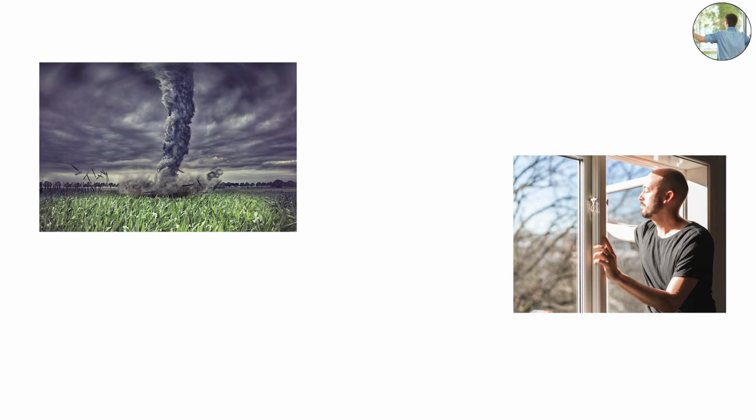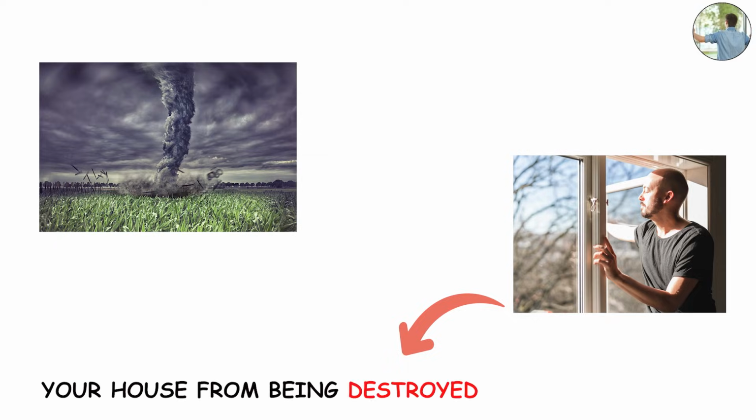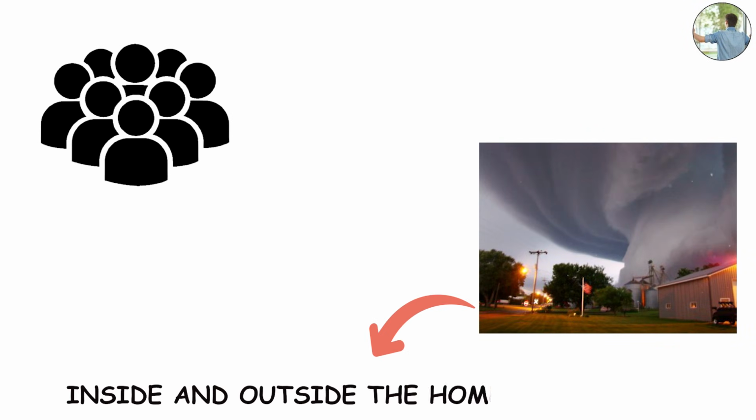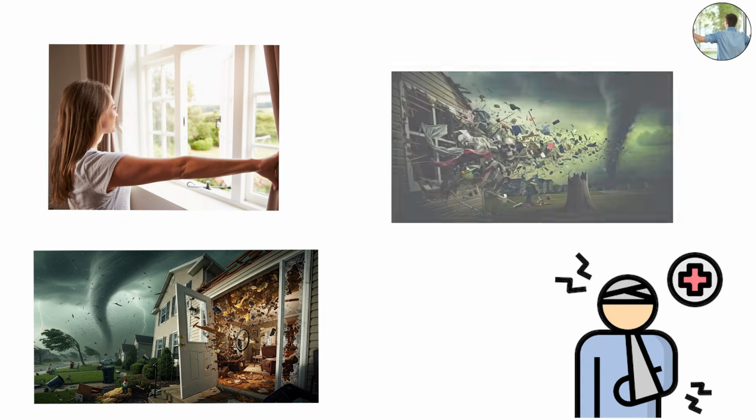One of the most persistent tornado myths is that opening windows will prevent your house from being destroyed. Many people believe that equalizing the pressure inside and outside the home will protect it from collapsing. In reality, this is false, and dangerous. Tornadoes cause damage primarily through extreme winds and flying debris, not pressure differences. Opening windows only allows debris to enter your home more easily, increasing the risk of injury or death.